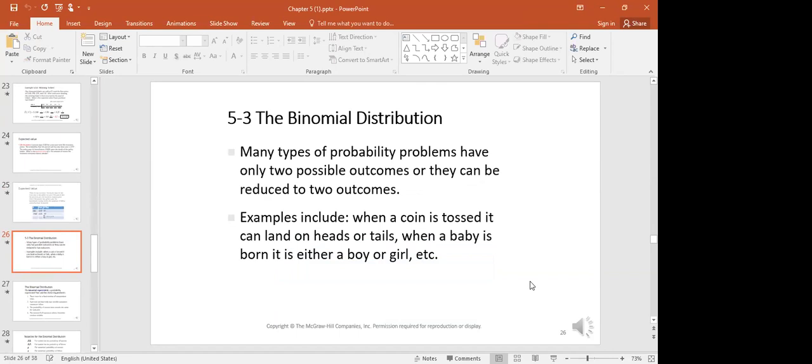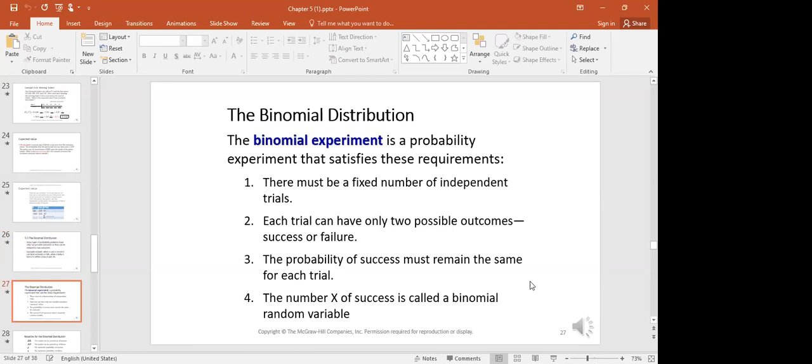Binomial distribution. There are many types of probability problems in which we have exactly 2 outcomes. When we have a sequence of trials, each trial having exactly 2 outcomes, it leads us to the definition of what we will call a binomial experiment. In a binomial experiment, there should be a fixed number of independent trials.